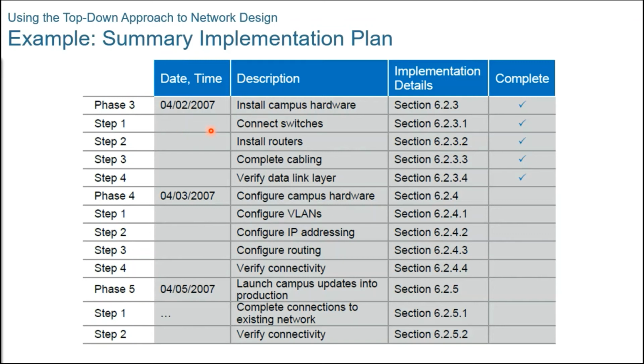Now, the figure here illustrates a sample implementation plan summary. In the figure, each step of the implementation phase is briefly described with references to the detailed implementation plan for further details. The detailed implementation plan section should describe precisely what needs to be accomplished. So there you've got the date, the description, the implementation details on your document, and of course the monitoring.